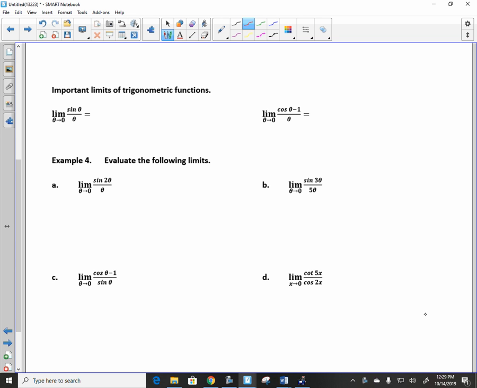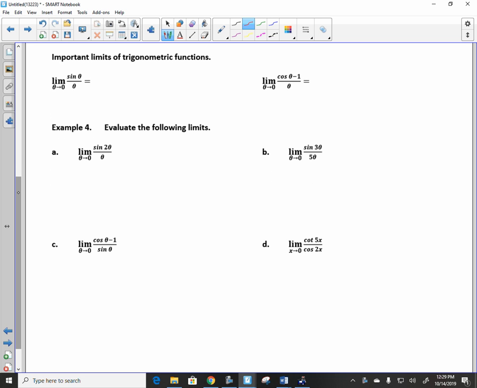Okay, so again, there's three big ideas in calculus. The first one is limits, the second one is derivatives, the third one is integrals. So far we've been able to look at limits and derivatives. We've spent most of our time lately looking at derivatives. We're going to regress and go back to limits. If you remember the other day, we encountered this limit right here.